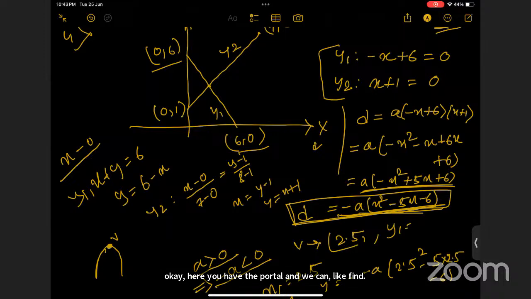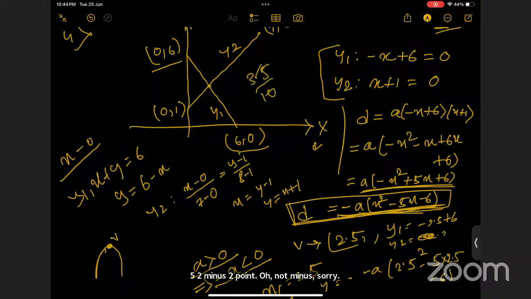So y1 will be, can you calculate it? Yes, ma'am. Both will be 3.5. Will be 3.5. Okay. One should be negative, right? y2 minus 2. Oh, not minus, sorry. Yeah, both will be 3.5. 3.5 means 7/2. So the option 2 is correct.